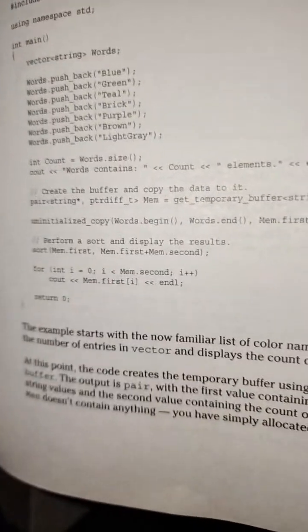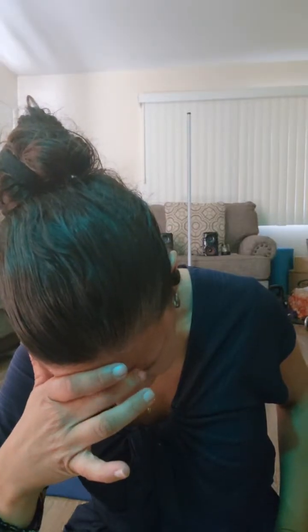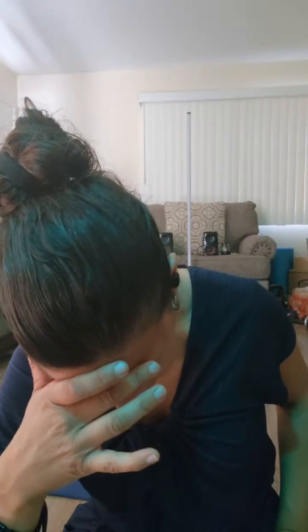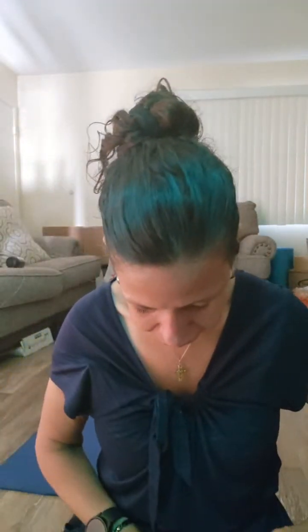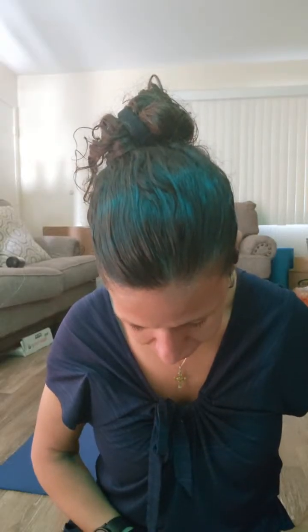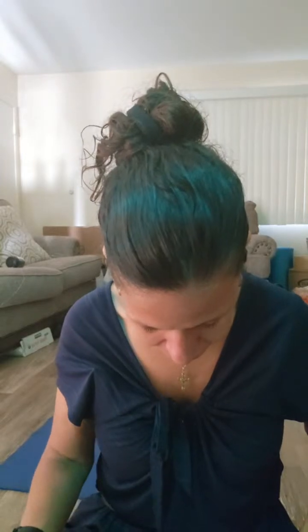The example starts with the now familiar list of color names. It then counts the number of entries in the vector and displays the count on screen. At this point, the code creates a temporary buffer using get_temporary_buffer. The output is a pair, with the first value containing a pointer to the string values and the second value containing the count of data elements. mem doesn't contain anything. You have simply allocated memory for it.